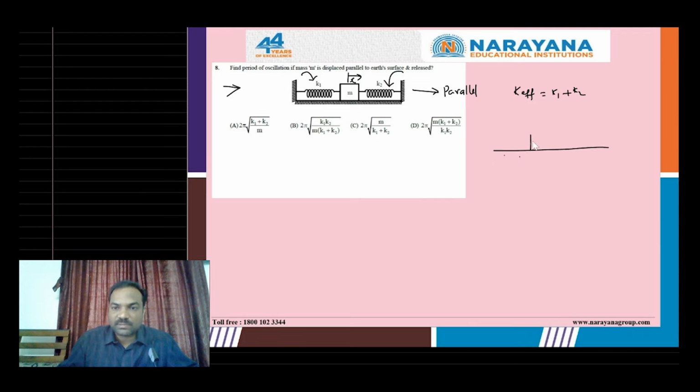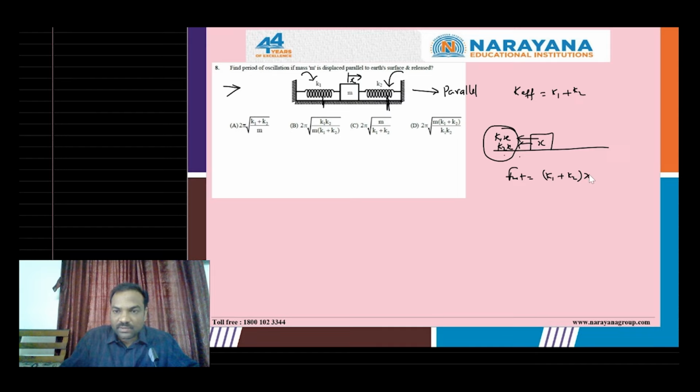Suppose the block is displaced by x amount rightward. Then k1 into x will act in leftward direction. Even k2 into x also will act in leftward direction. Why? Because this will compress and this will extend. So both the forces will act in a similar way. Then we can write that net force is equal to k1 plus k2 into x.